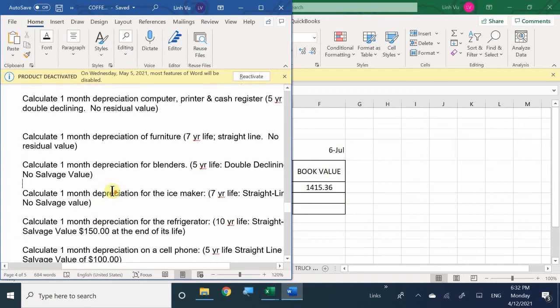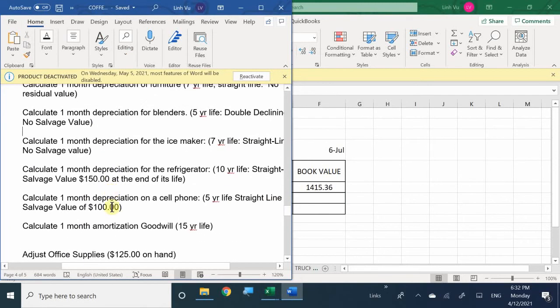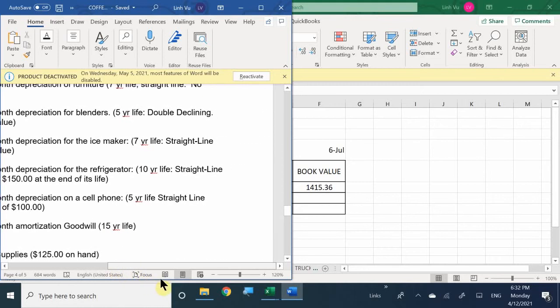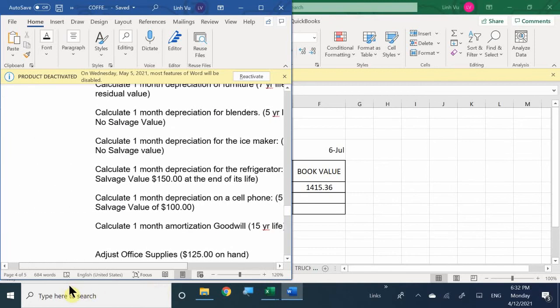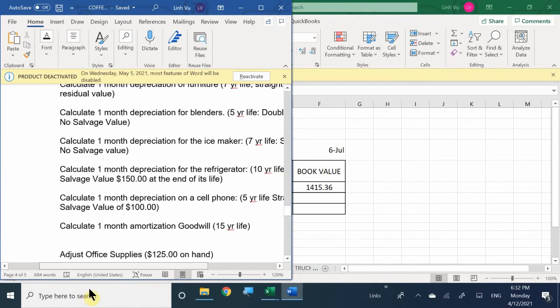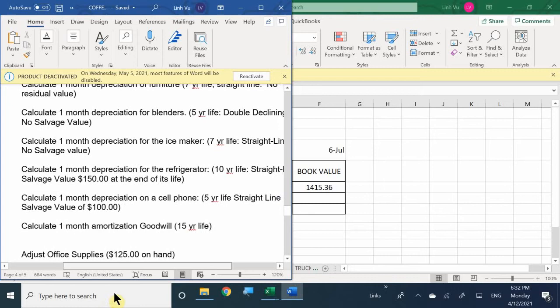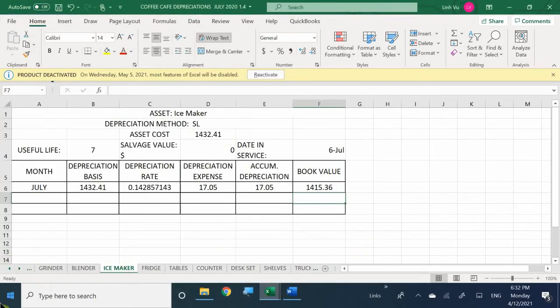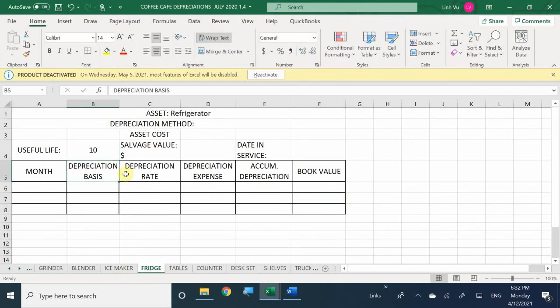All right. Next we have here is to depreciate 1 month for the refrigerator, okay? It's got a 10-year useful life. We want to do straight line, and it has a salvage value of $150 at the end of its life, okay? So let's go ahead and locate our fridge, okay? We have 10 years useful life to it. We got a salvage value of $150, okay? And we know this is going to be straight line.